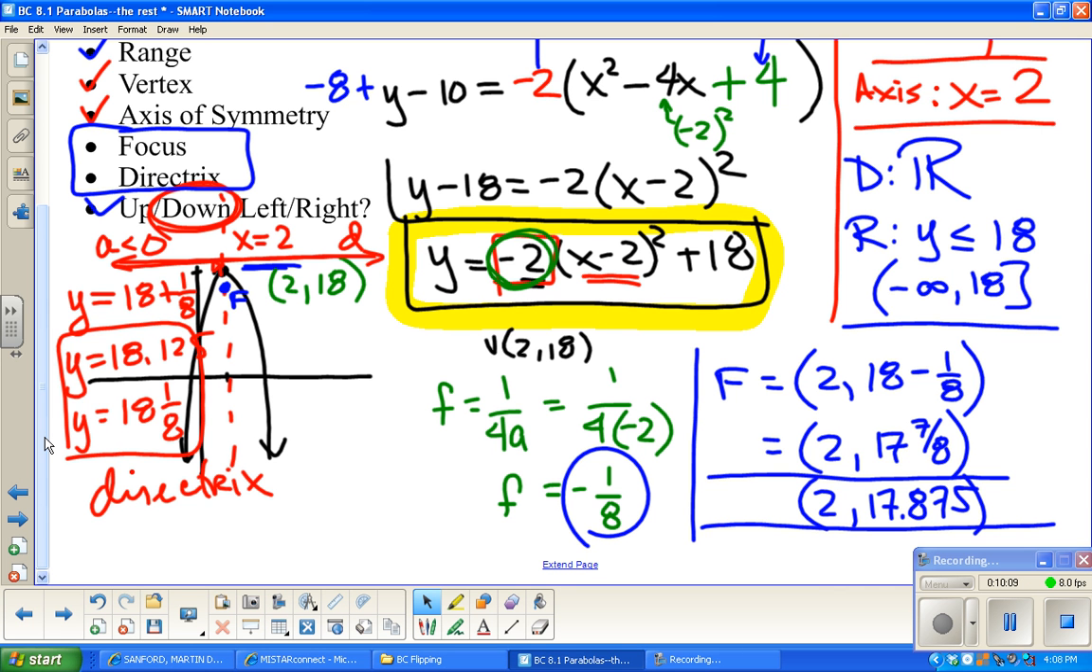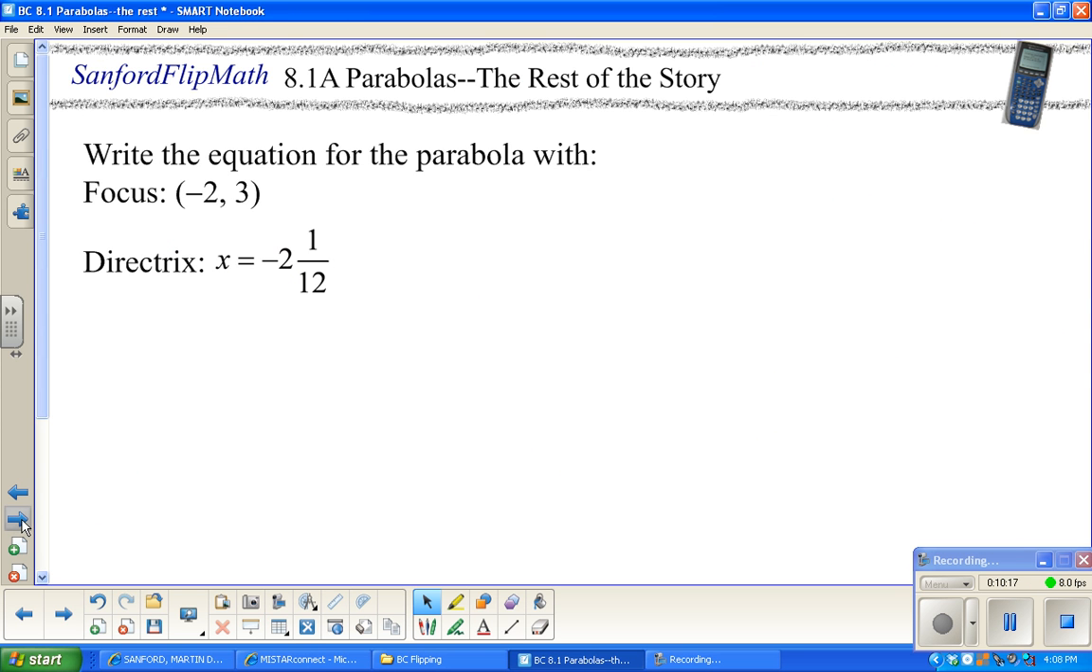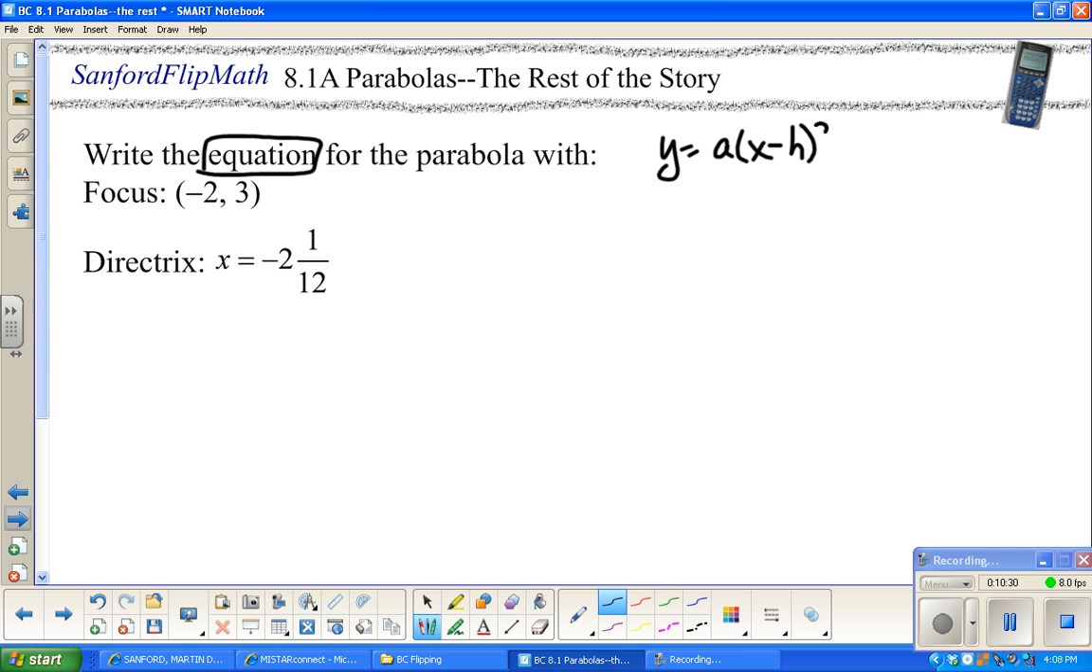All right. I want to do an example where I'm going backwards. If time permits, I'll do one that's left or right, but I need to do one where I'm going backwards. So in other words, I give you a focus, I give you a directrix, and now you have to build an equation. Okay, so we're trying to find an equation. Our goal is y equals a times... or x equals, oops, sorry, that's not x anymore.